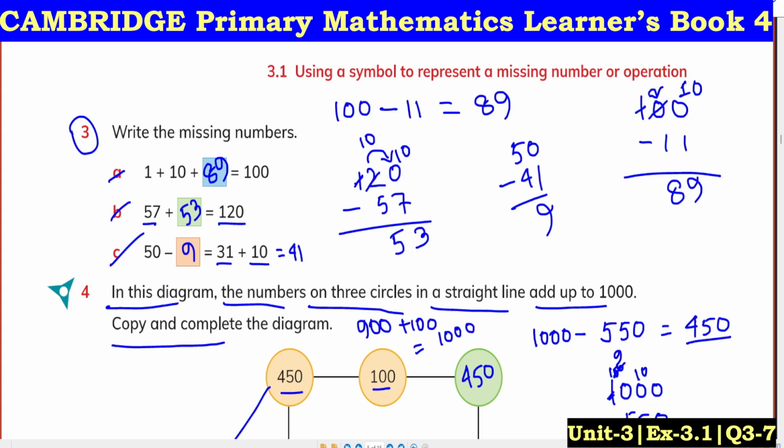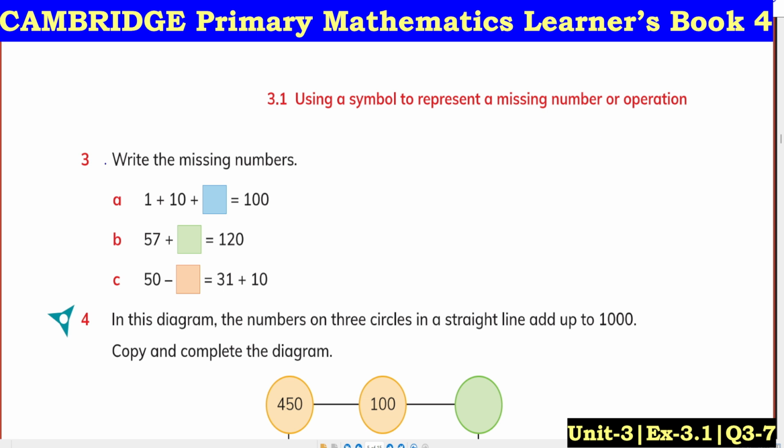Starting Cambridge Primary Mathematics Learner's Book 3, exercise 3.1 from question 3. Let's get started. Question 3: write the missing number. Here is 1 plus 10 plus blank equals 90 equals 100.